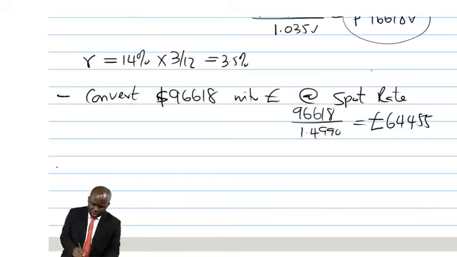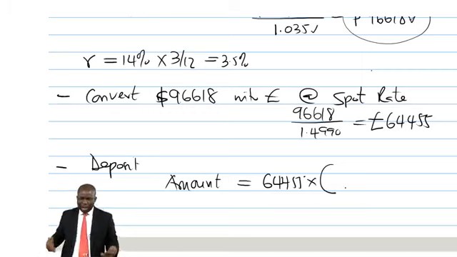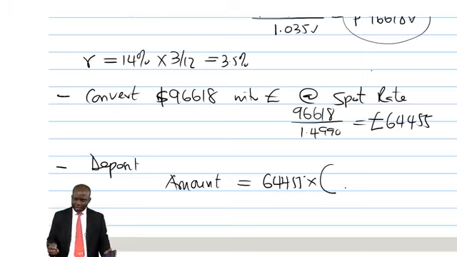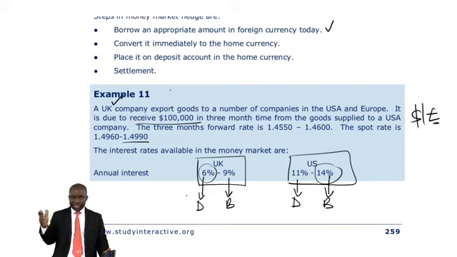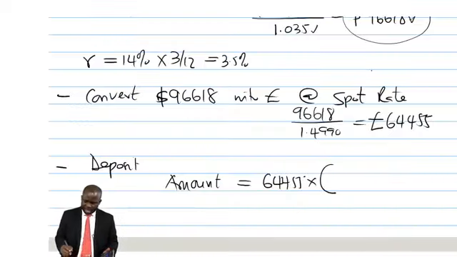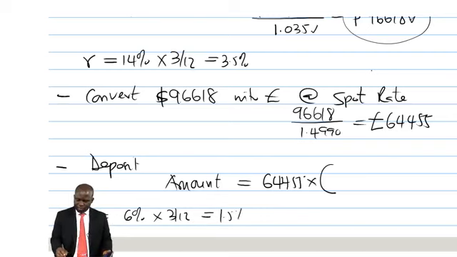Okay, so the argument next is, if I have brought this money into my country, you don't put it under your pillow. You would have to deposit it. And when you deposit this amount, you would have to get interest. So what will be the total amount I will get? I will get this 64,455 multiplied by 1 plus the interest effect, 1 plus R. If I have to deposit money in the UK, I'm going to get 6% for the year. But I'm investing for only 3 months. So same argument. The R should be equal to 6% multiplied by 3 over 12, which is basically 1.5%.